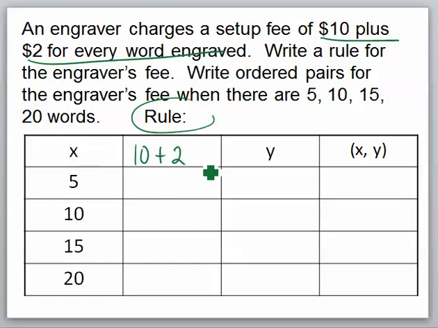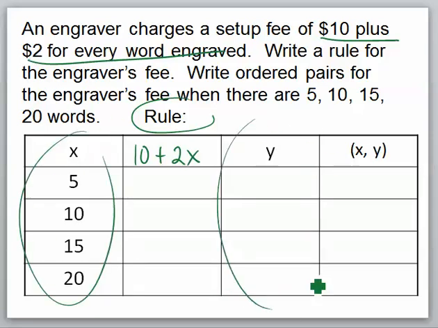So we don't know how many words, except they give me 5, 10, 15, 20. So I'm going to put x there. Then we can finish out this chart. Again, these are the 2 columns that I've been working with, but you could use this expanded form as well.